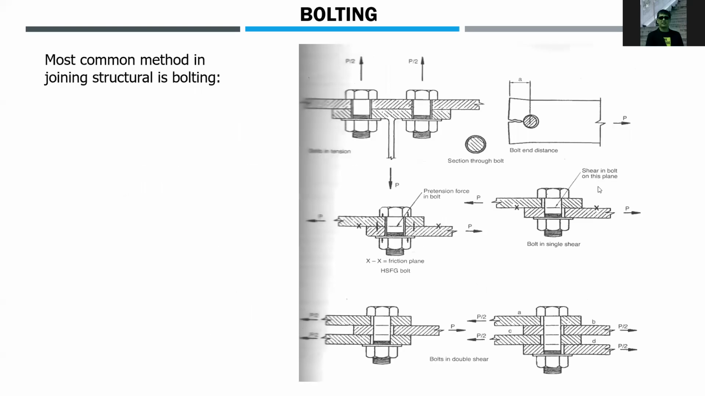The most common method in joining structural steel is bolting. If you have a non-weldable metal, you use bolts for joining metals or steel. So there are different methods of how to bolt two metal sheets or two metal sections.